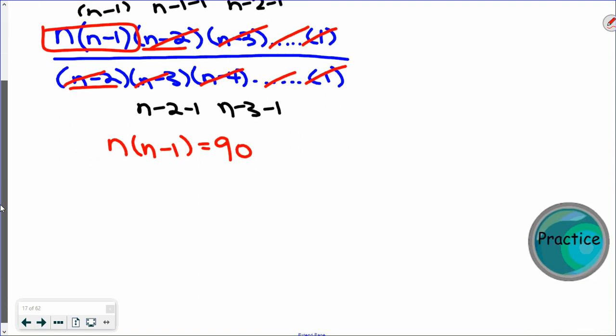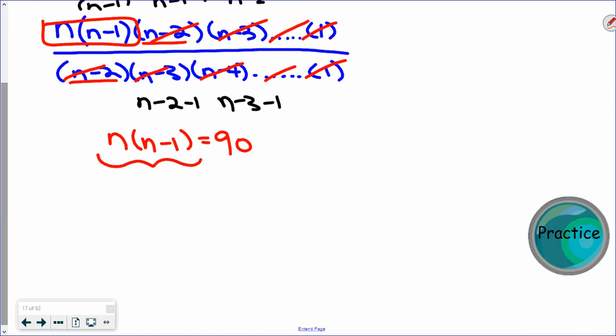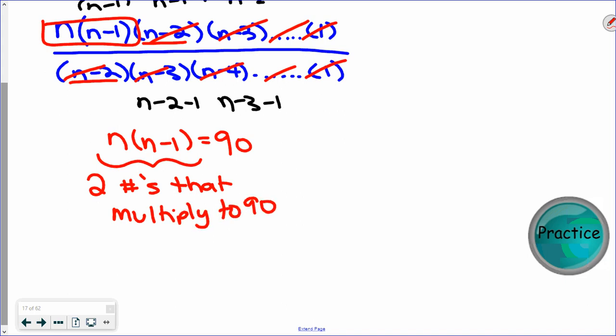Now at this point, you just got to look at what this thing represents here. This means that I have two numbers that multiply to 90. When it's an n and an n minus 1, that means that one of those numbers is one less than the other. So if you can think about this right away in your head, that's great. You can figure out your two numbers.